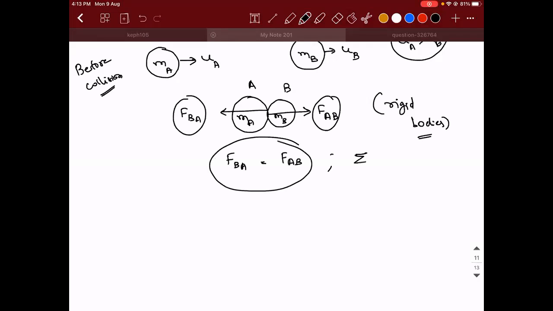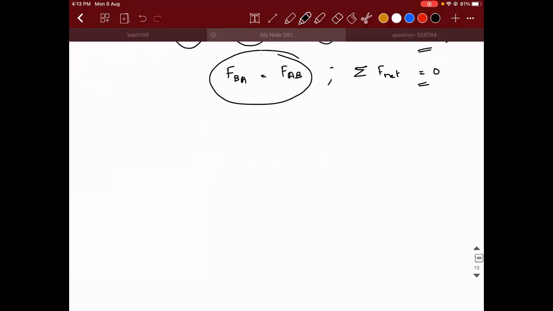So from this, can I conclude that the net external force acting is zero? According to Newton's third law. Can I say this? Right. So after collision, what will happen? I'm assuming that both the objects are still moving in the same direction.